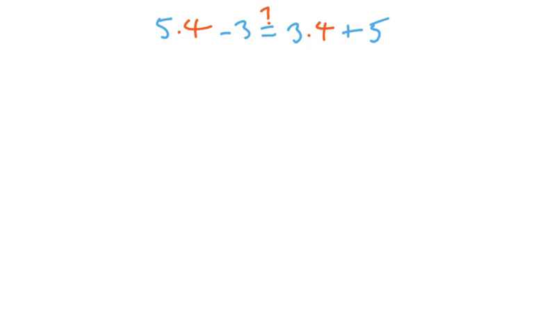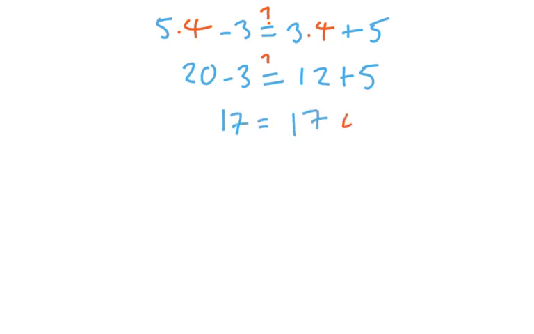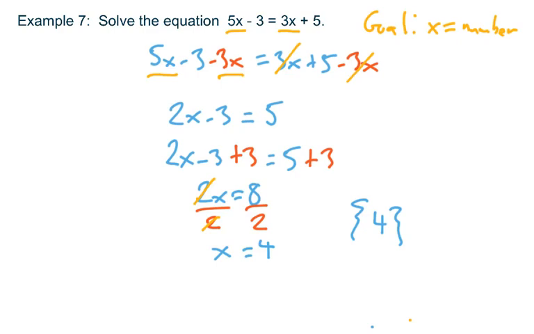Order of operations, we're sort of putting this together now, so order of operations would say 5 times 4 is 20 minus 3. Is that equal to 3 times 4 is 12 plus 5. 20 minus 3 is equal to 17. 12 plus 5 is also equal to 17. That works. So indeed, the solution set was 4.